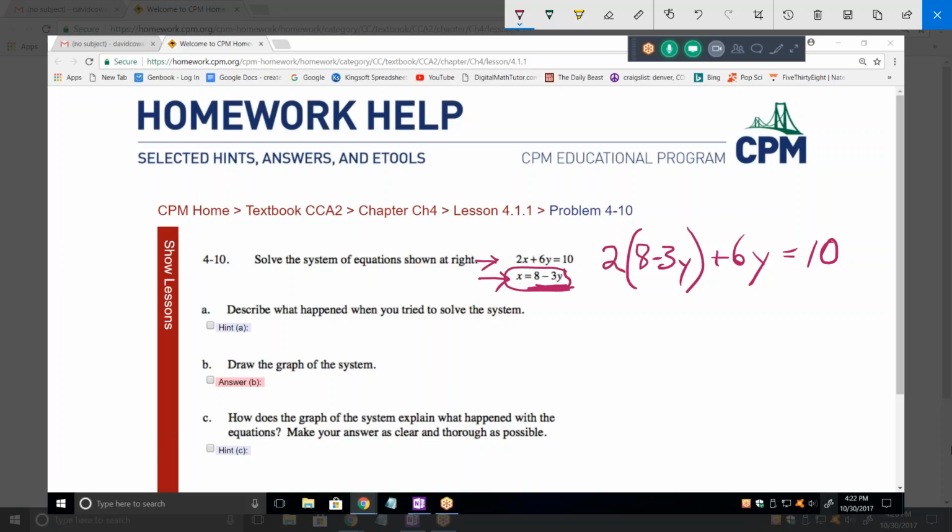There's always multiple ways to solve an equation. I don't like that as a first step. I like distributing it first and then just combining like terms. In other words, I like getting rid of the parentheses first. So let's do that. What am I going to write next? Distribute the 2 to both of these terms.